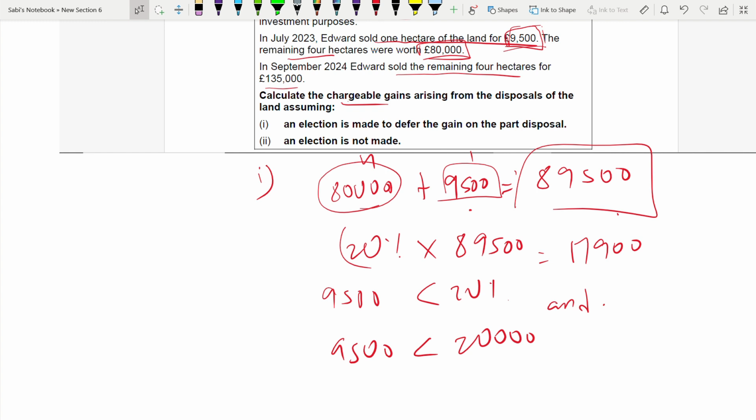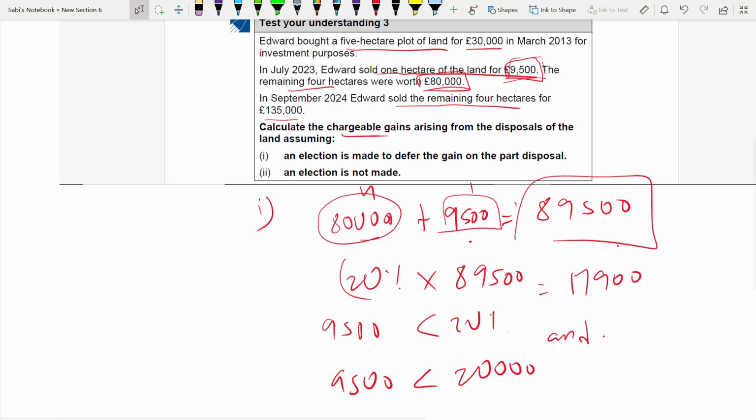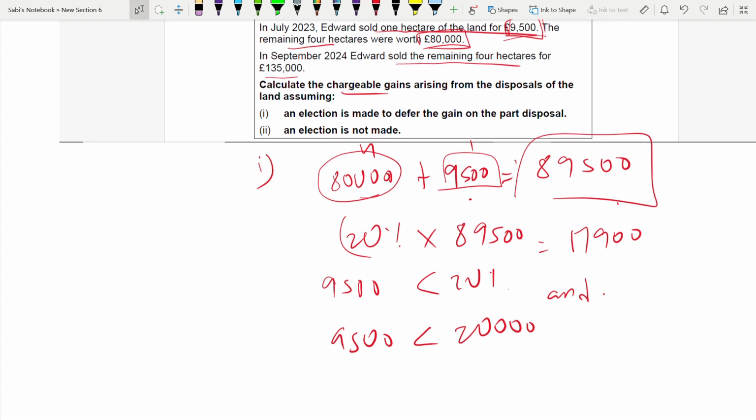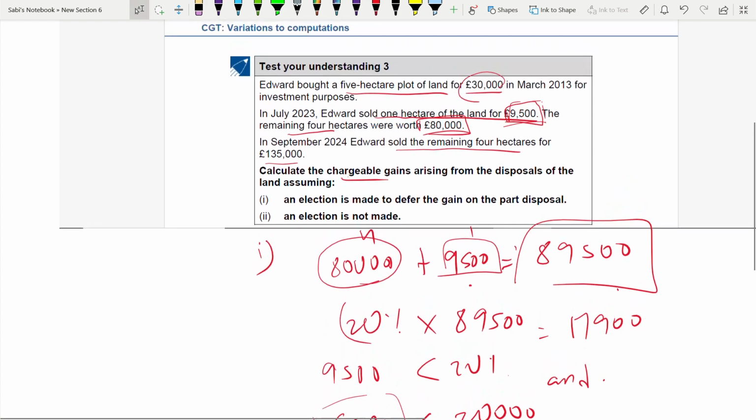You have bought a 5-hectare plot of land for 30,000. No gain will be there now. What about the remaining? The base cost of the remaining 4 hectares now becomes, remember you have to reduce it by the sale proceed. What is the cost of the 5 hectares? 30,000.